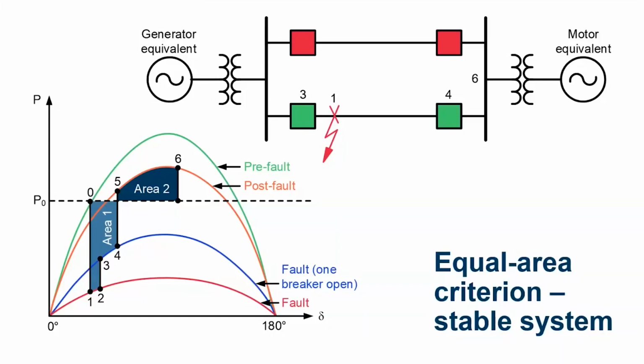So now the generator decelerates and the motor accelerates. However, the angle delta continues to increase using the trajectory from 5 to 6 because rotor speeds do not change instantly. Area 1 in the figure represents the kinetic energy added to the rotor. Area 2 represents the kinetic energy returned back to the system. Angle delta will continue to go up to that value for which area 2 equals area 1.